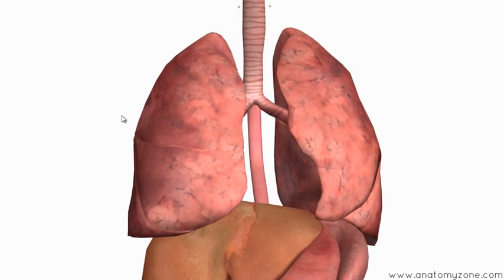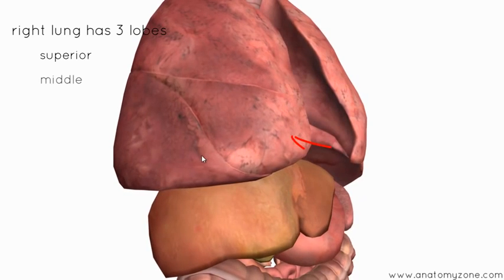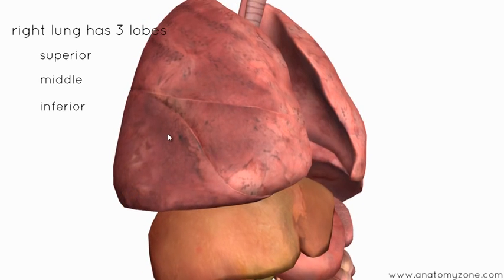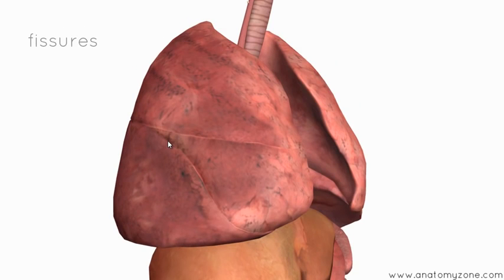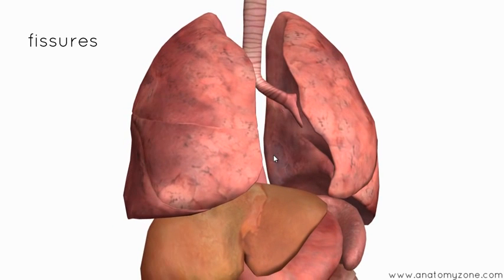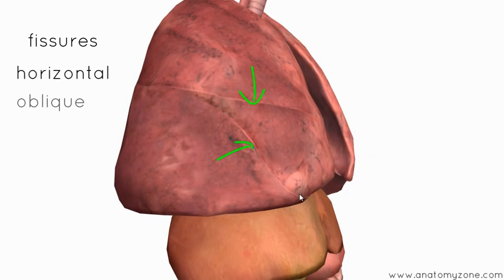So these secondary bronchi are called lobar bronchi because they supply the lobes of the lung with air. So the right lung, which is this lung here, has three lobes. You've got a superior lobe, a middle lobe, and an inferior lobe. And these lobes are separated by fissures. So on the right lung you've got a fissure which separates the superior and middle lobes, and this is called the horizontal fissure. And you've also got an oblique fissure because it runs obliquely, and this separates the middle from the inferior lobes, and also the superior and inferior lobe at the back.